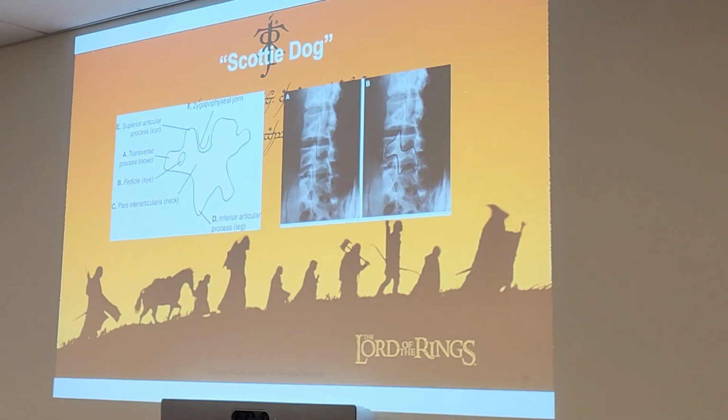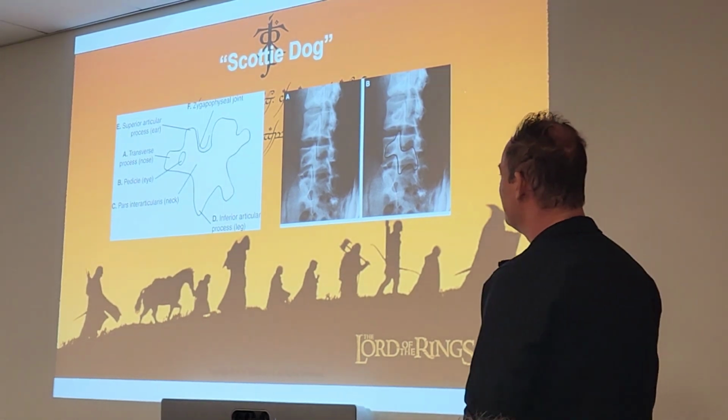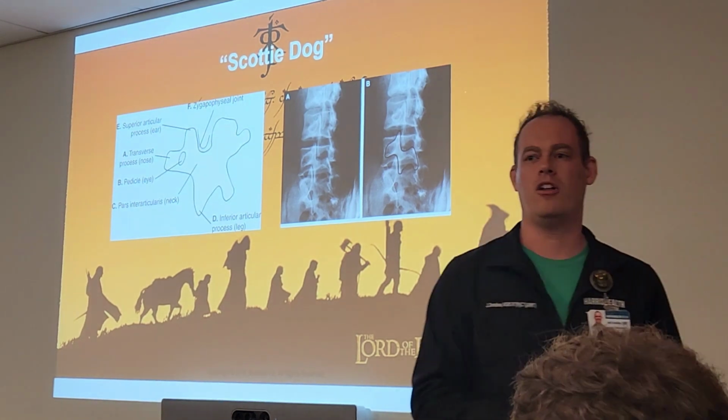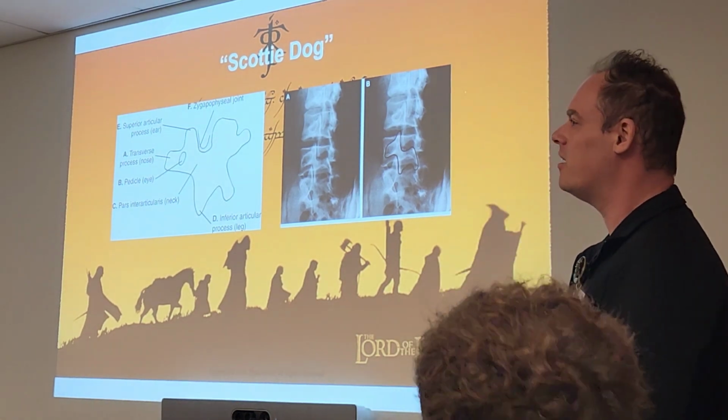Even if you go into CT, MRI, they're going to use Scotty dogs because they love them. It's always going to be on there, and they'll refer to them as Scotty dogs. That is a scientific term. What it really is, is just the vertebrae joining on the oblique view. But in layman's terms, we call them Scotty dogs.